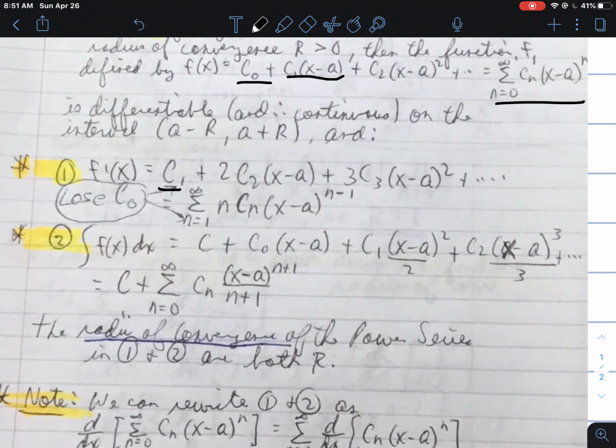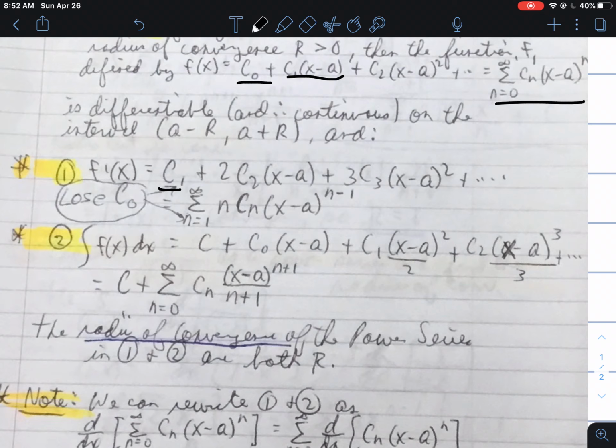The rest of it is a little more straightforward, a little more obvious, I think. This power rule, 2 times c sub 2 times x minus a to the first. So then 3 times c sub 3 times x minus a squared, etc., etc., etc. So we lose the c sub 0 because c sub 0, like I said, is a constant and its derivative would be 0. And so I end up with the series as the sum as n goes from 1 to infinity, because notice our first term of f prime is c sub 1, plus 2 times c sub 2 x minus a to the first. So let's go n times c sub n x minus a to the n minus 1, right?